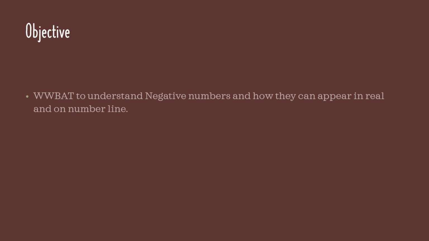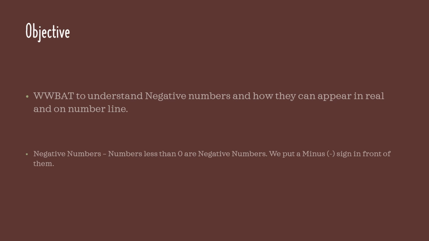Let us now look at our objective today. We will be able to understand negative numbers and how they can appear in real life and on the number line. What are negative numbers? Numbers less than 0 are negative numbers. We put a minus sign in front of them.